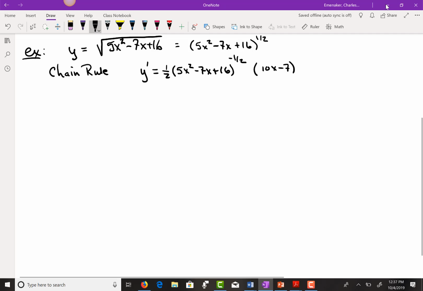Be really careful. What people are most frequently given to doing, and this is wrong, is to write that the derivative is equal to 1/2 to the negative 1/2. That's fine. But then they do the 10x minus 7 inside. Do you see the difference between those two? The second thing is wrong. It's wrong, wrong, wrong, wrong. I don't want anybody to misinterpret me. That's wrong.